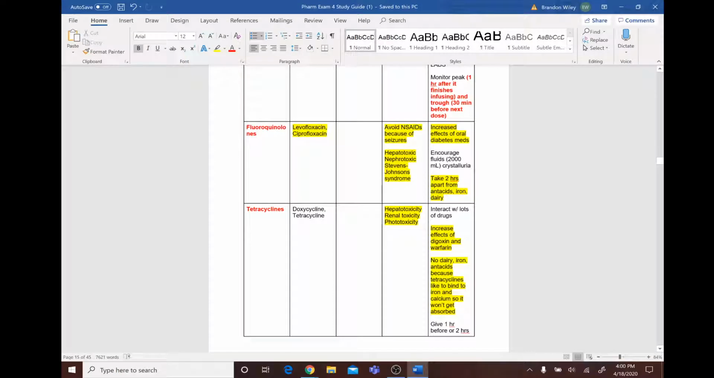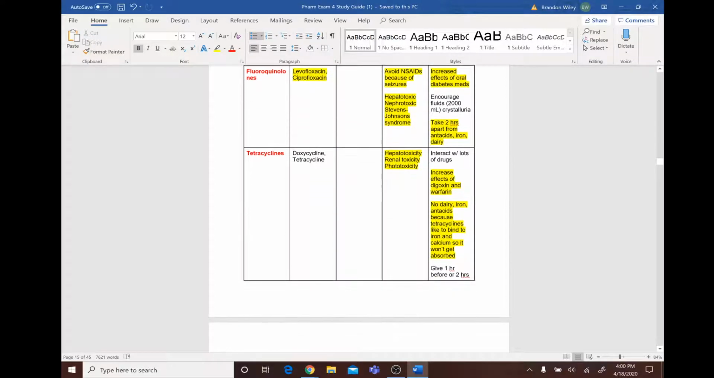What are some examples of fluoroquinolones? Levofloxacin and ciprofloxacin. What are the side effects of fluoroquinolones? Hepatotoxic, nephrotoxic, and Stevens-Johnson syndromes. What are the drug interactions of fluoroquinolones? Avoid NSAIDs because of seizures, increased effects of oral diabetes meds, take 2 hours apart from antacids, iron, and dairy.